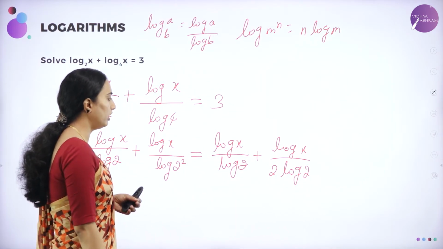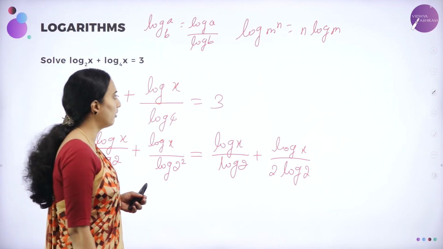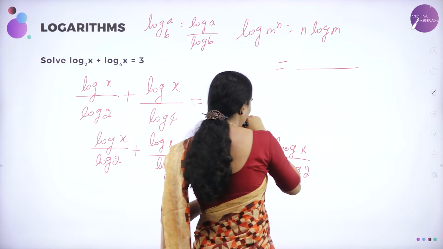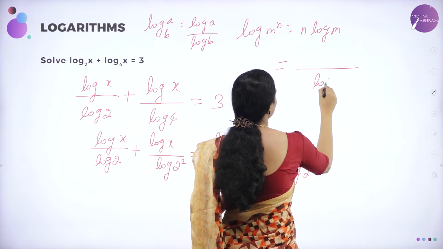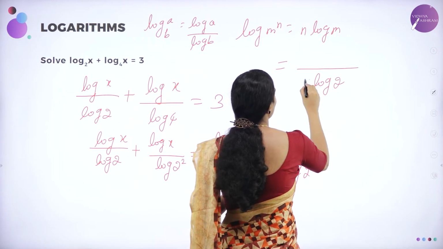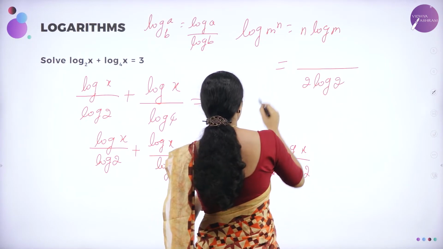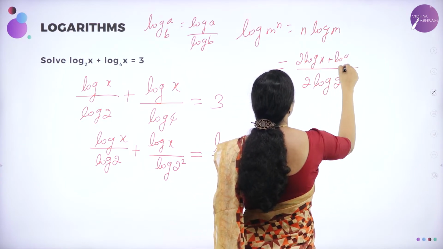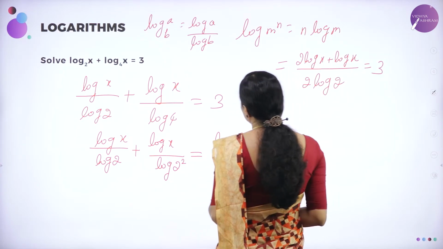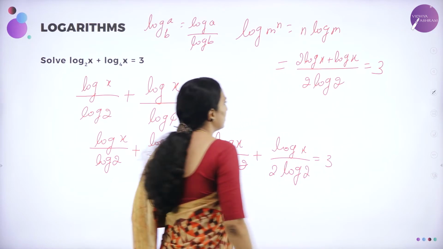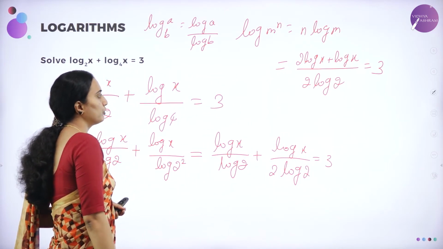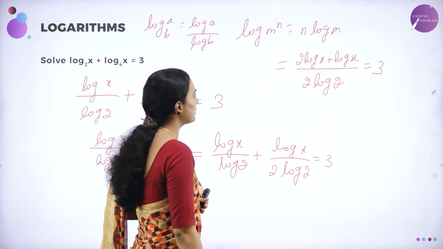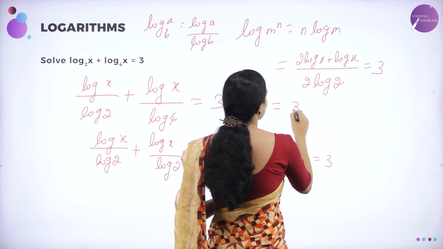So log 2 will be your LCM. Therefore, by taking LCM, 2 log 2 will be the LCM. Here you are going to get it as 2 log x plus log x is equal to 3. So let me write that 3 also here. So therefore, the answer for this one will be, what is that? 2 log x plus log x is nothing but 3 log x.